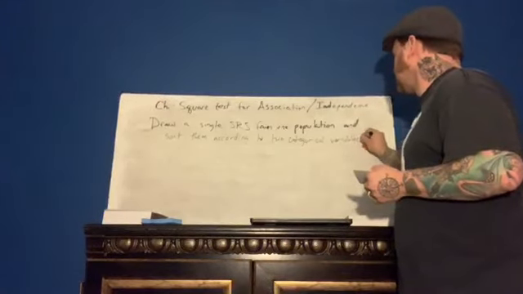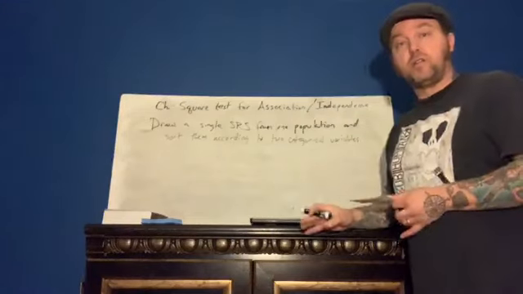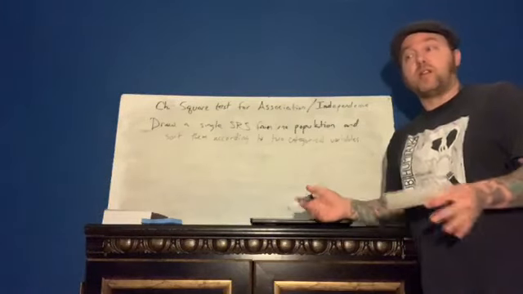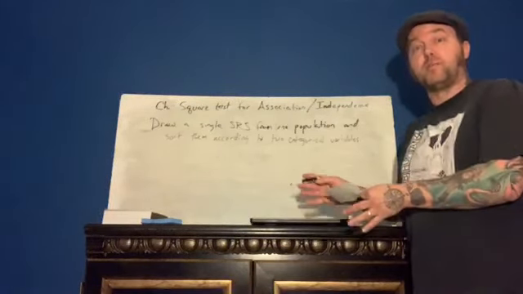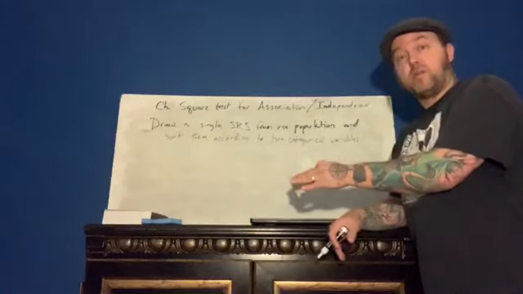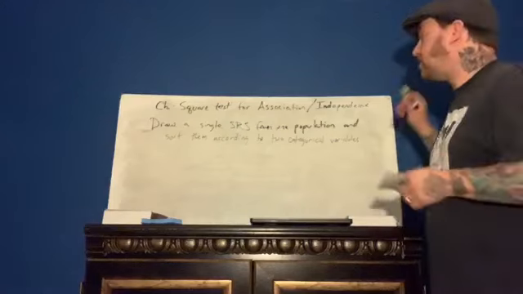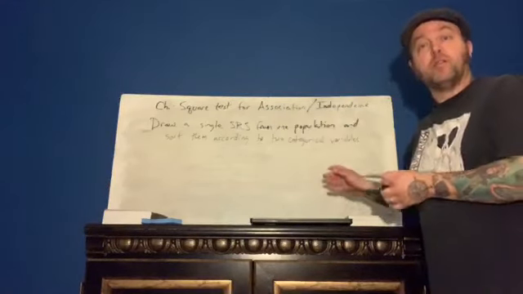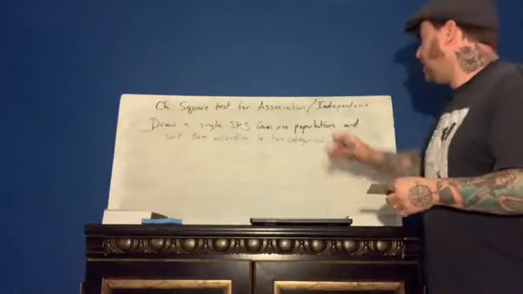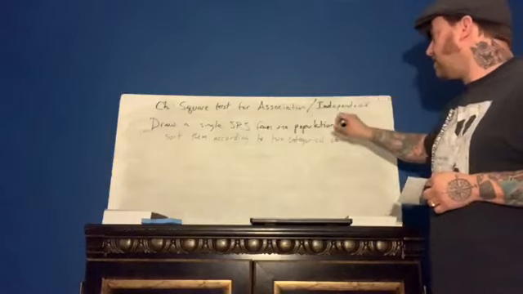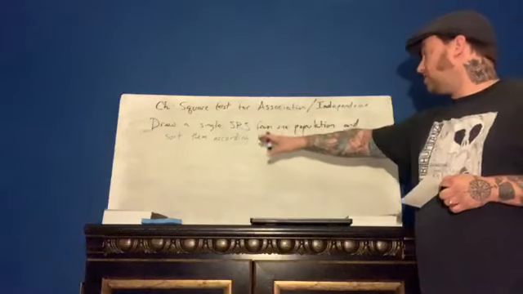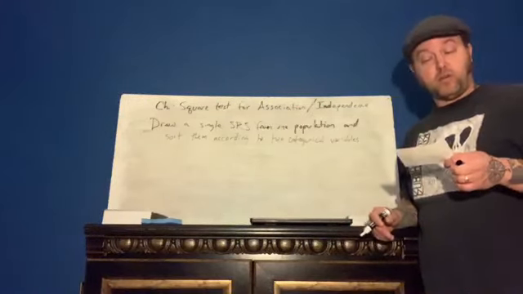So if you remember earlier in the course, we talked about, can we find a correlation between categorical variables? No, because there's no number, but we put everything in two-way tables. We looked to see if there was a relationship. Here, we're going to be able to do inference on that relationship. All right, so draw a single SRS from one population, sort them according to two categorical variables.